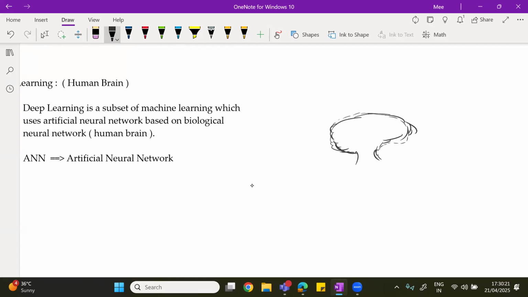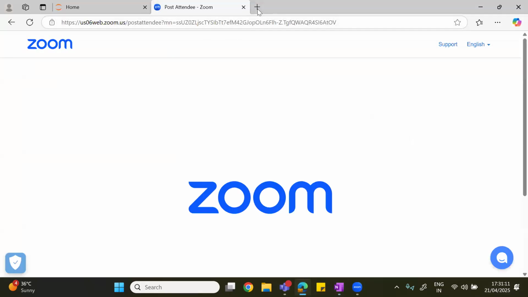Now, this brain has millions, billions of very, very small cells called neurons. Now I will just clear this one. I'll just remove this part. I will copy one from the internet. That would be much better.